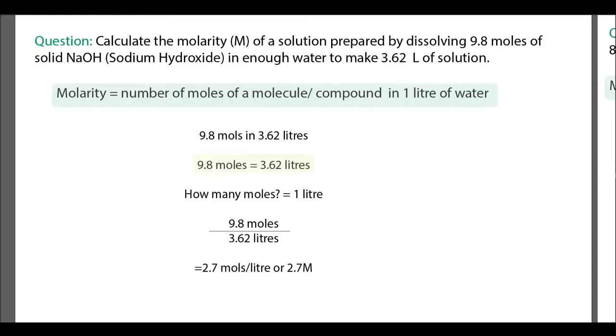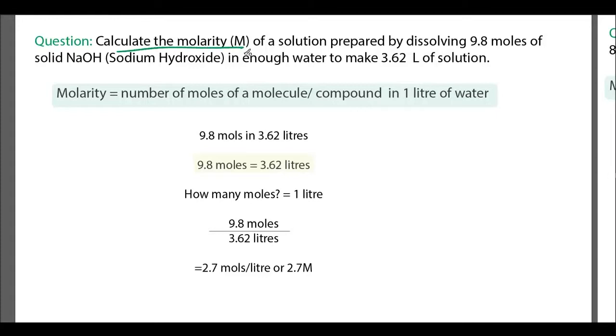Calculate the molarity M of a solution prepared by dissolving 9.8 moles of solid NaOH, the chemical formula for sodium hydroxide, and enough water to make 3.62 litres of solution. What we're going to do is break this question down into its component parts and answer one by one. To begin with, we're asked to calculate the molarity M.